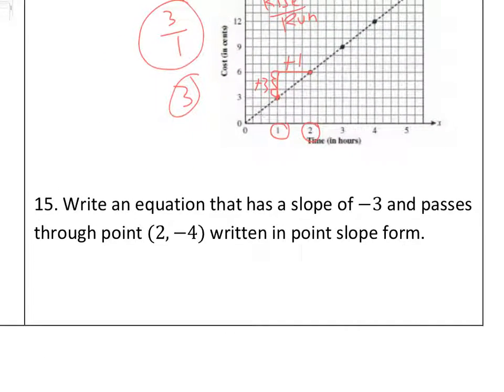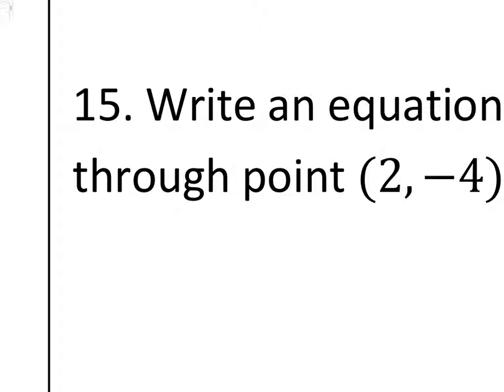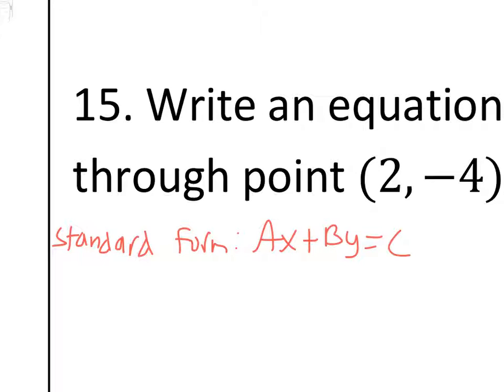Write an equation that has a slope of negative 3 and passes through the point 2, comma, negative 4, written in point slope form. All right, I'm going to use this time to remind you of all of the forms of equations of a line that we've learned. So off to the right, you can write this down, maybe on a separate sheet of paper since you don't have much room. We have standard form, which we just reviewed. Standard form: ax plus by is equal to c.